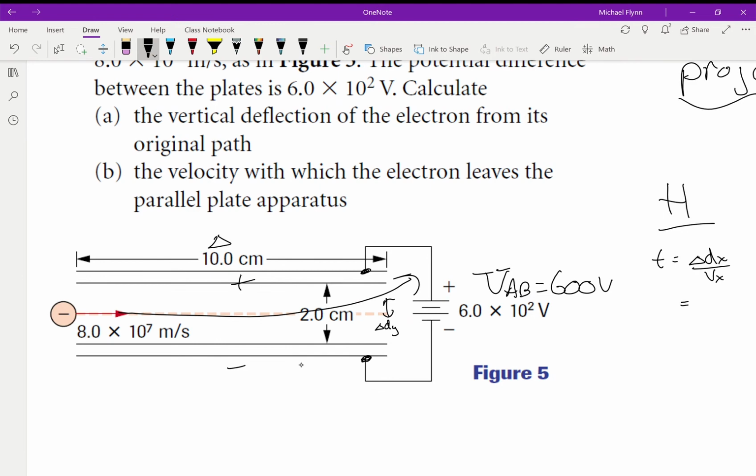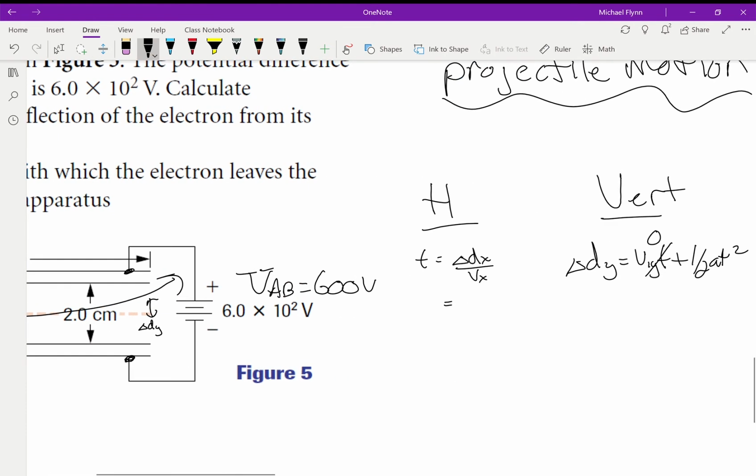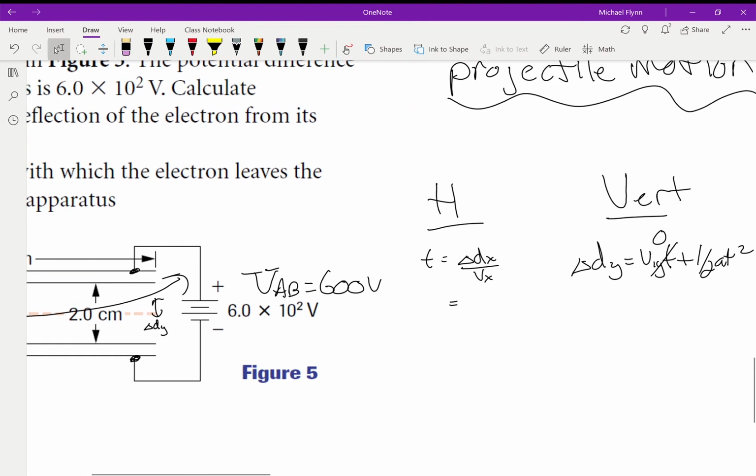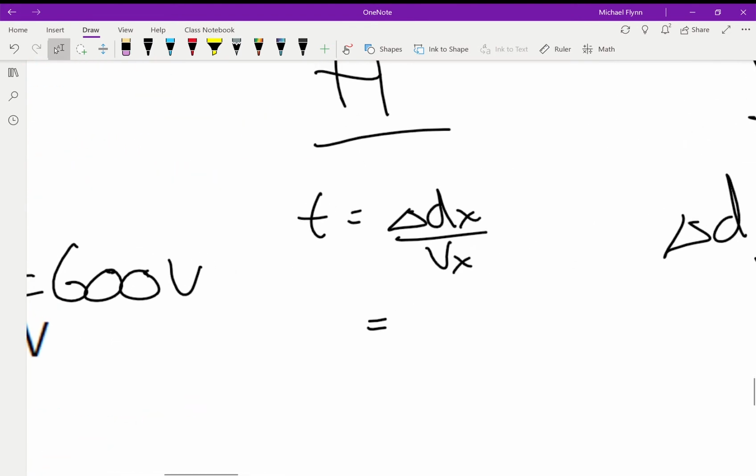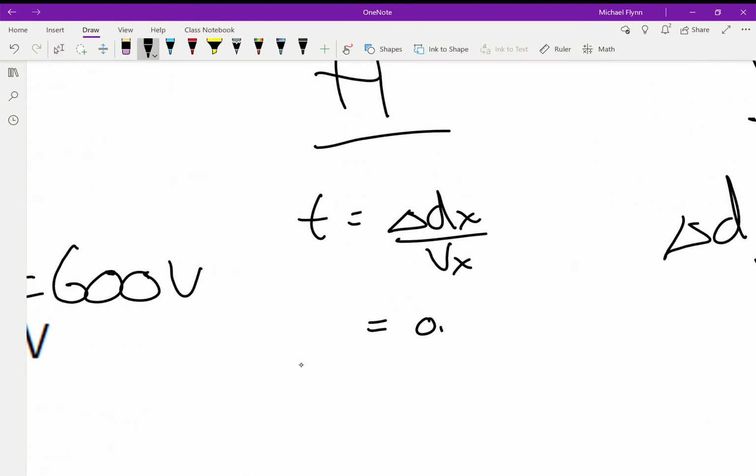See this? The plates are 10 centimeters long. Okay, so those little parallel plates in there are 10 centimeters long, so it's 0.10 meters. I won't write meters. I have to convert it to meters, divided by 8 times 10 to the 7 meters per second.